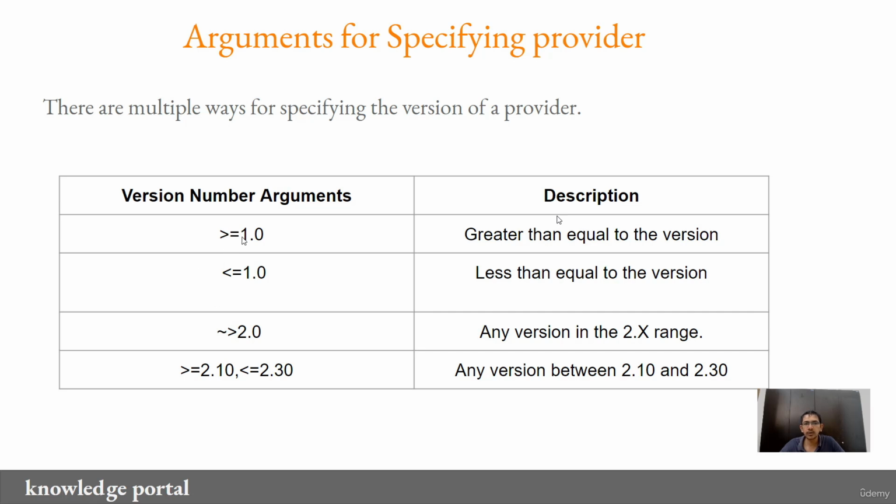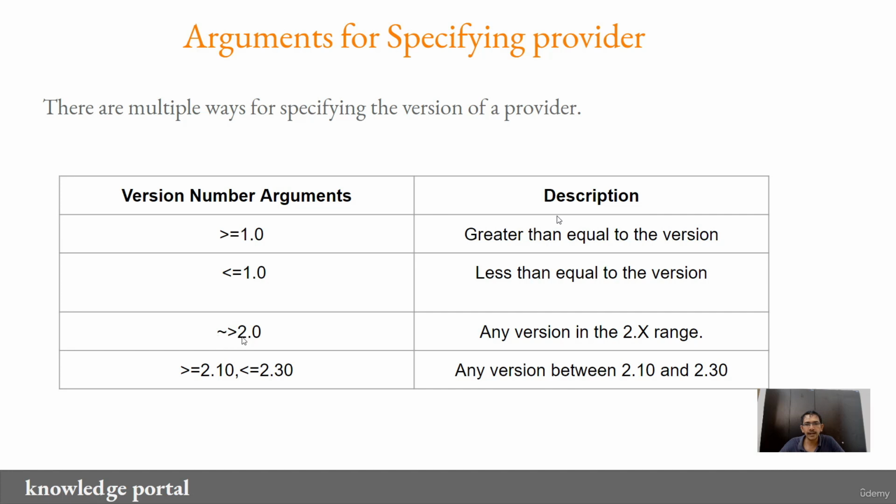So greater than equal to 1.0 will ensure that whatever provider plugins are downloaded will be greater than equal to this specific version of 1.0. So you'll not see a provider plugin of 0.8 or 0.9 and so on. Then you have less than equal to 1.0. So this is less than equal to this specific version. So now you will not see a provider plugin of say 1.1, 1.2 and so on here.